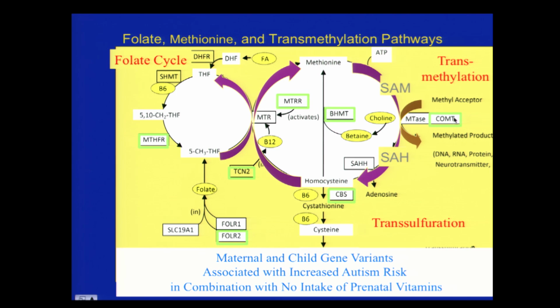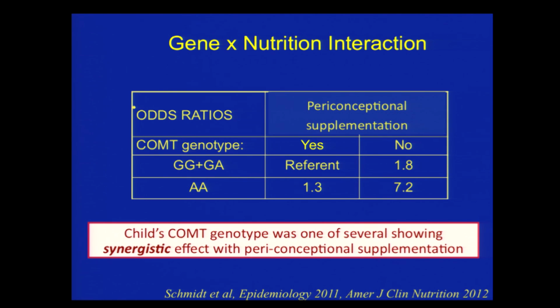So I'm going to show you the results for the COMT gene from the child. What you see here is really interesting, because those who had the low-risk genotype and who did supplement, that's the referent group. If you have the inefficient transmethylation gene in the child, then there is a slight increase, 1.3, and similarly, if you did not take your prenatal supplements, but you had the efficient transmethylation, you're at 1.8. But if you happen to be in the disadvantaged group on both the genetics and the environment, we see a 7-fold increased risk for autism. So really a synergistic effect here.